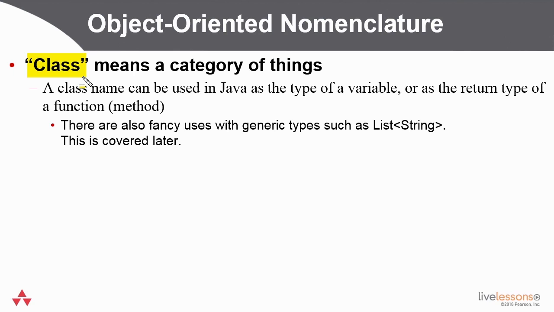Now there are some fancy uses of classes, such as with generic types that we'll cover later, but for now, just remember that a class, such as String, can be the type of a variable or the return type of a function.